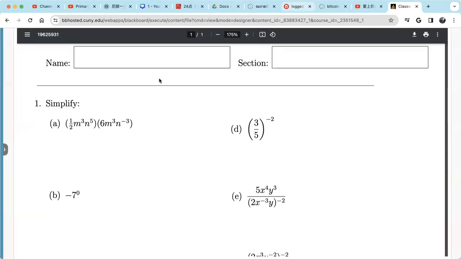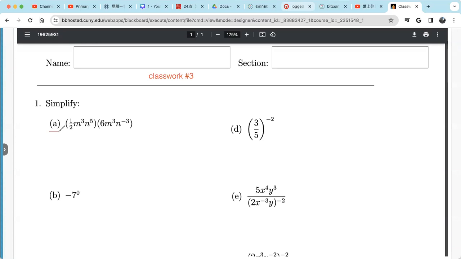So this is classwork 3. So let me type in here. All right. So exponents. Right.